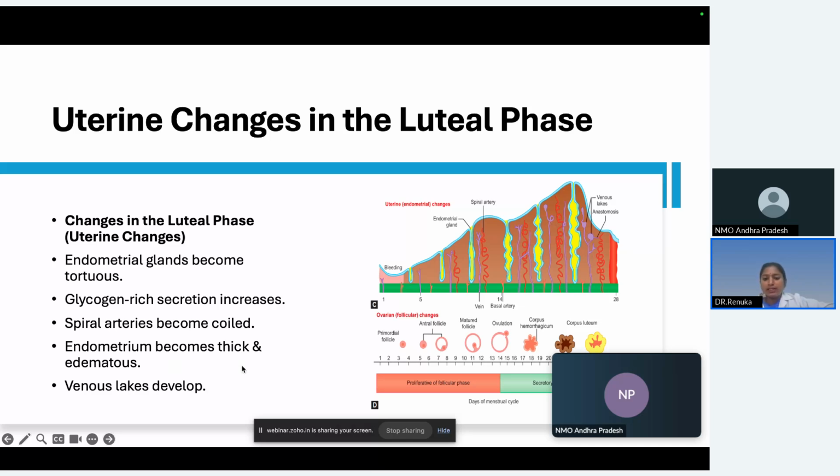And venous lakes develop. Here, no venous lakes. Here you can see venous lakes are developing. Nothing but the veins. You can see venous lakes are formed. Okay, this is about the uterine changes in the luteal phase.